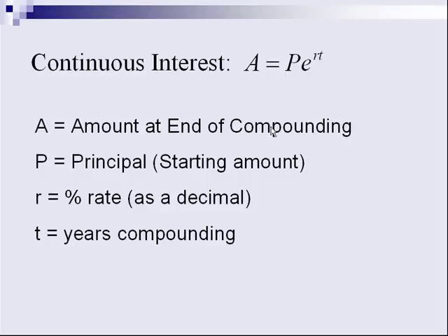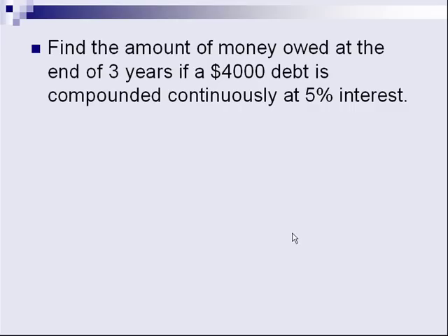Alright, so A is the amount that I get at the end of my time period. P is the principal, that's the starting amount. That's why they use the letter P. r is used as the interest rate for these, so that's the percentage rate. But we do need that as a decimal. Okay, so if I have 6% or 5% interest, I'm going to want to convert that to a decimal. And then t, this is always years, the number of years that I've been compounding. Alright, so let's go ahead and look at a problem and see how this works.